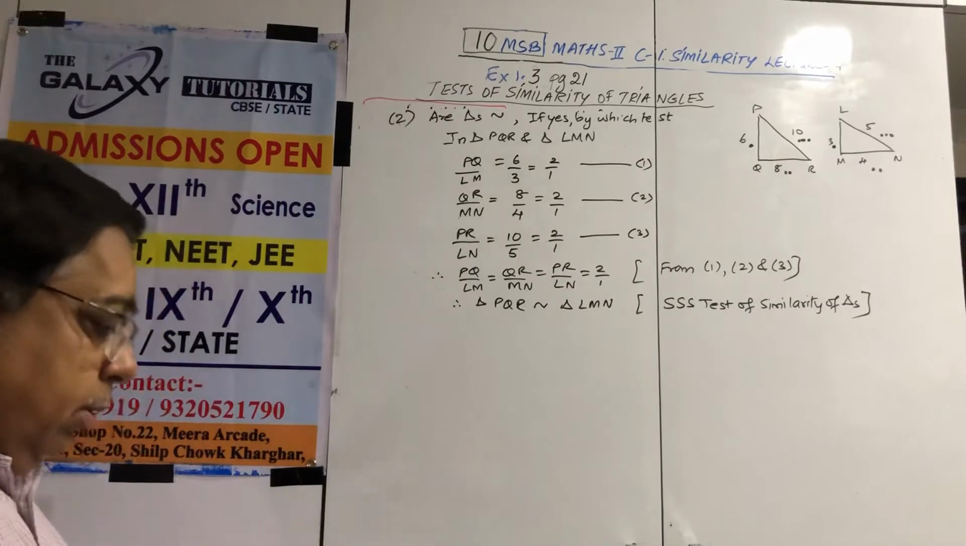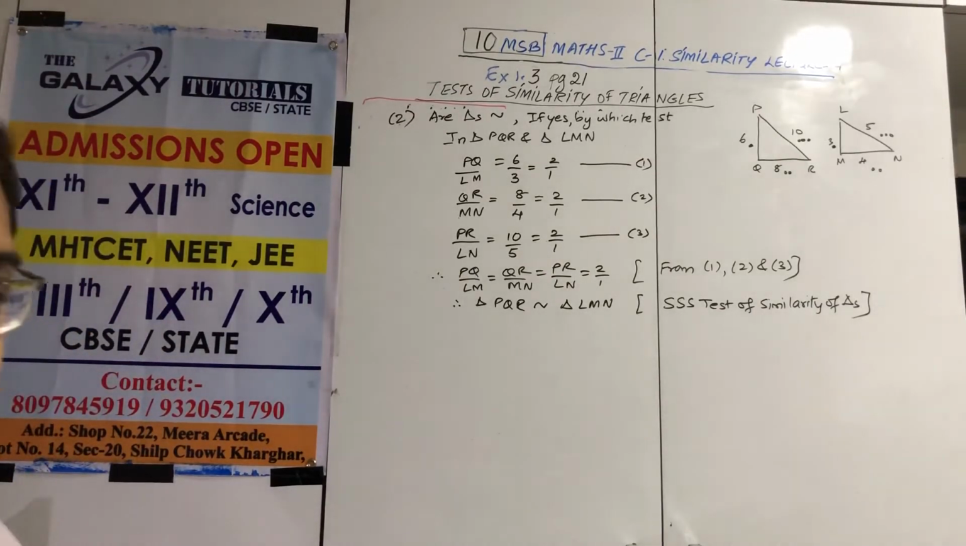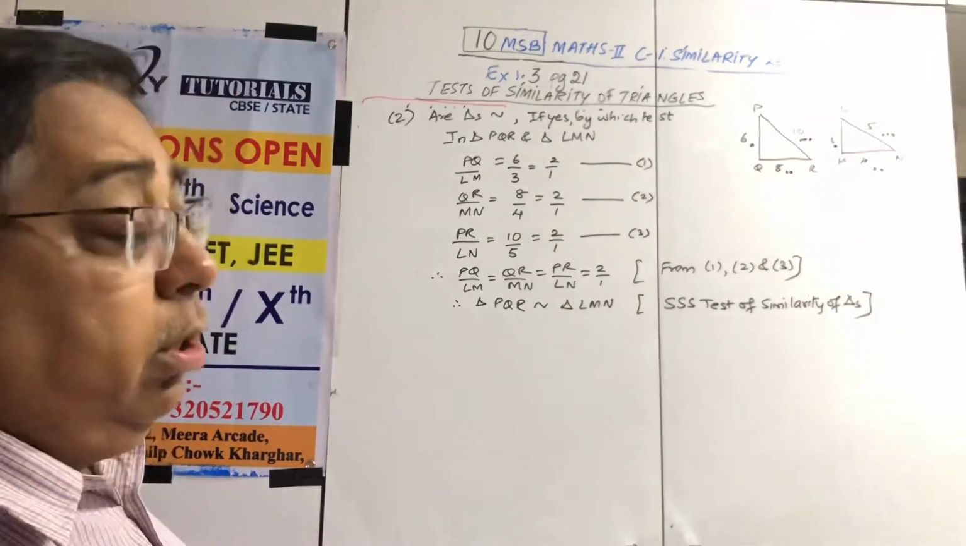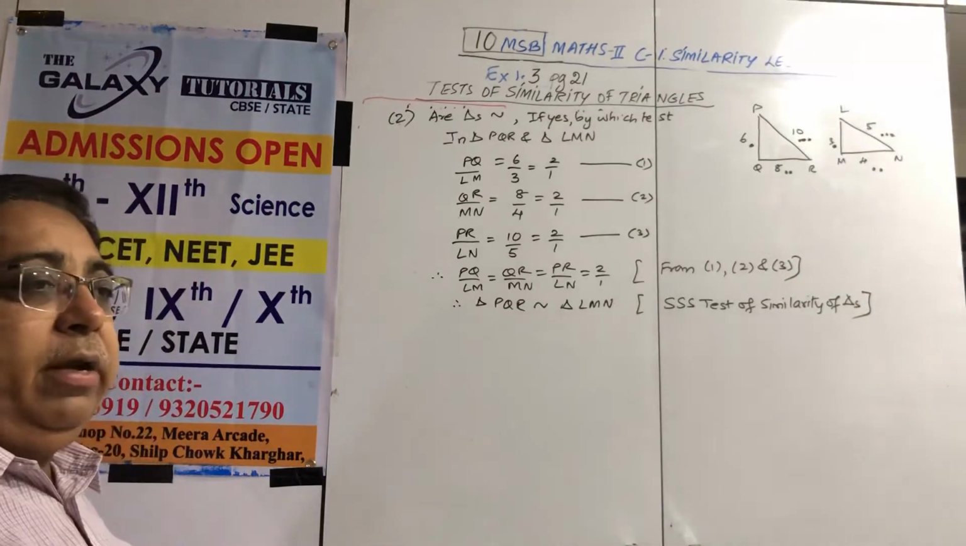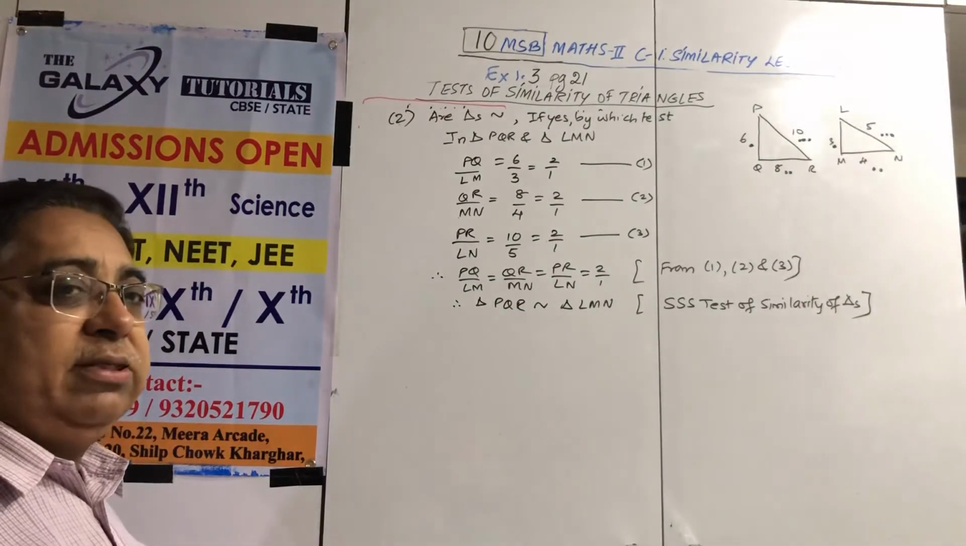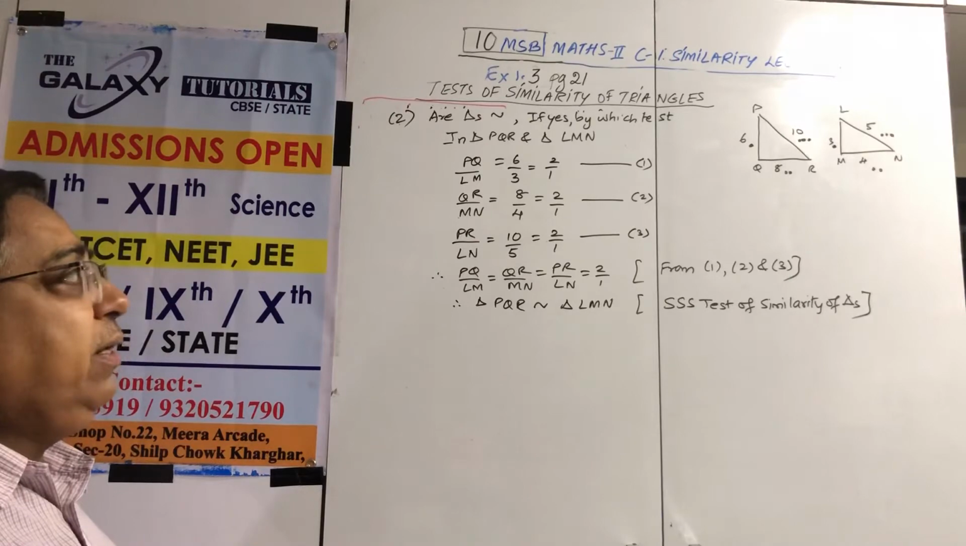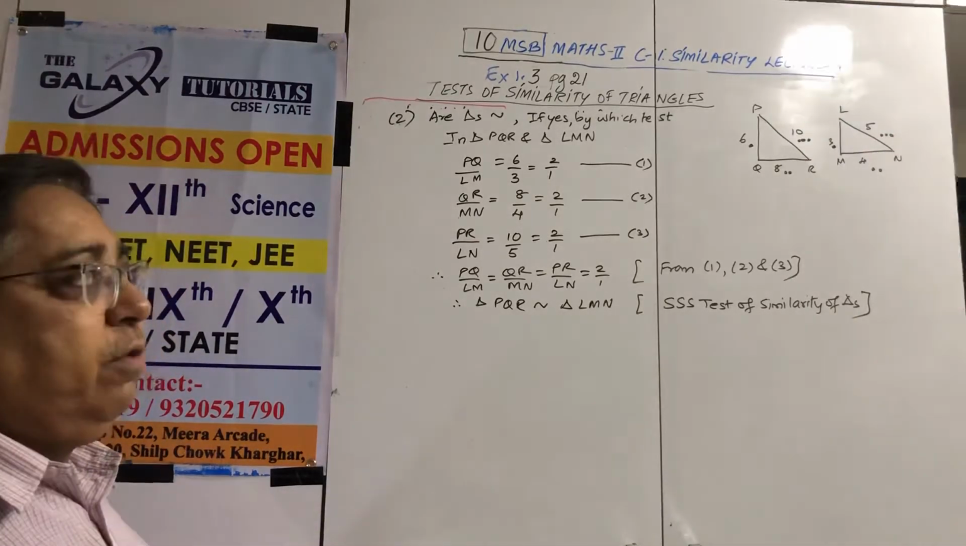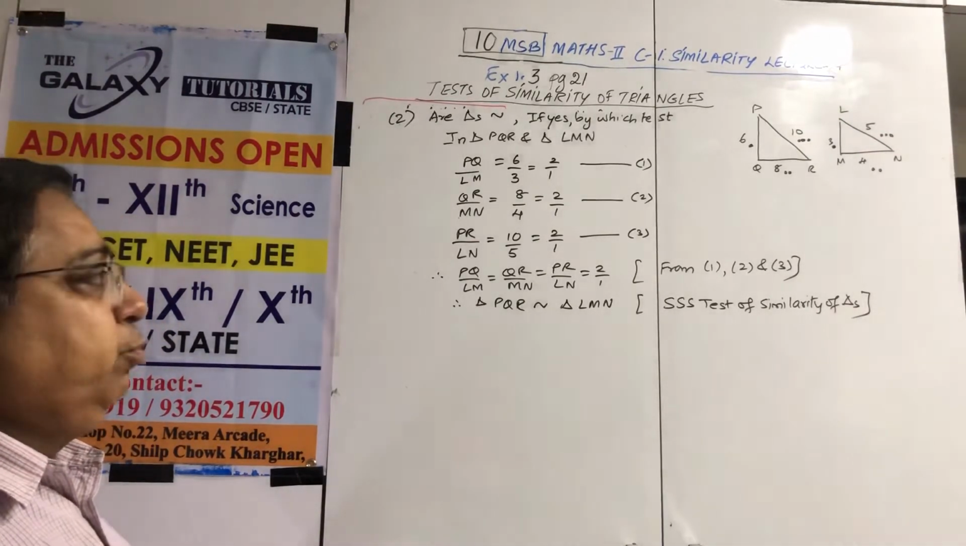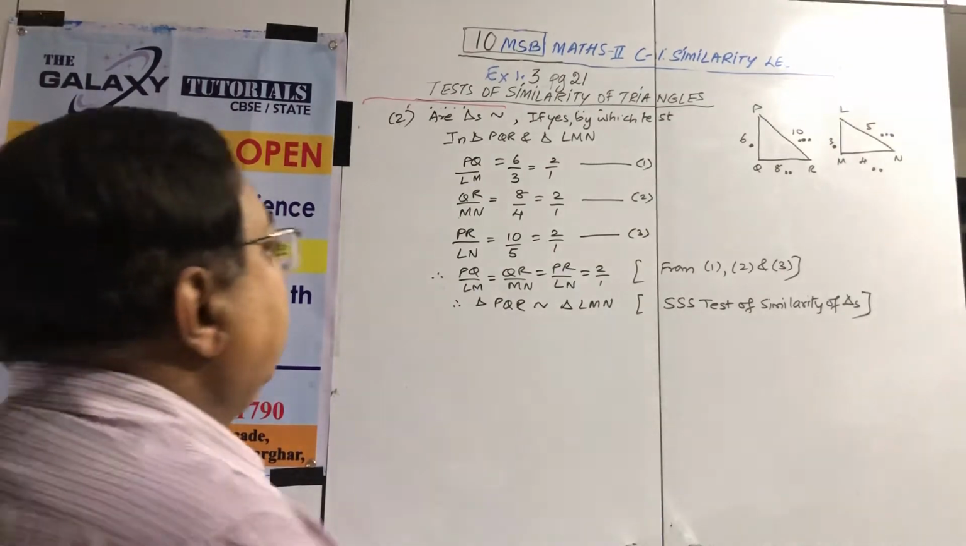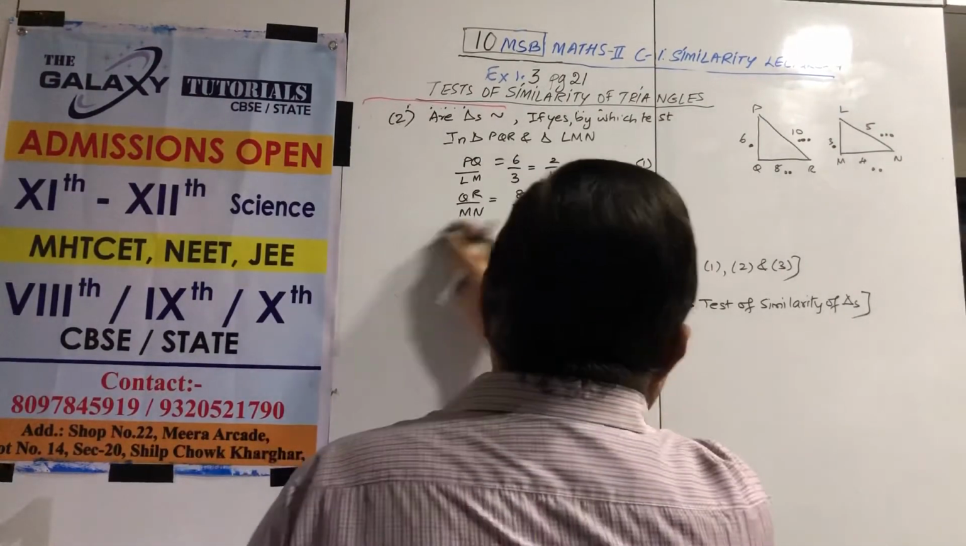Okay? Easy, not difficult. So, learn those three tests: AA test, SAS test, SSS test. Life will become very easy. Here angles are not given, here sides are given, so we have used the SSS test. Okay? We'll go to sum number 3.